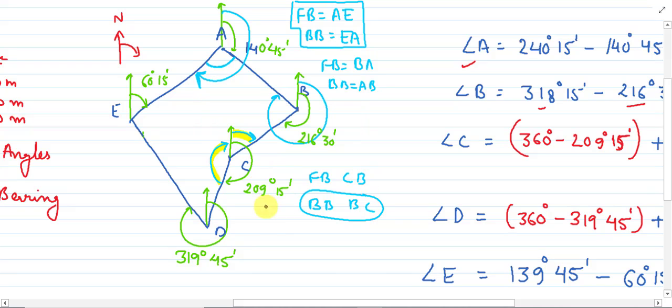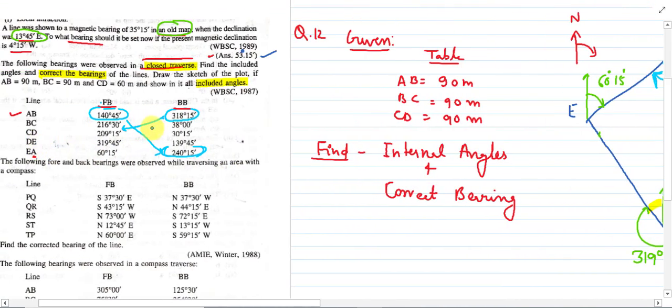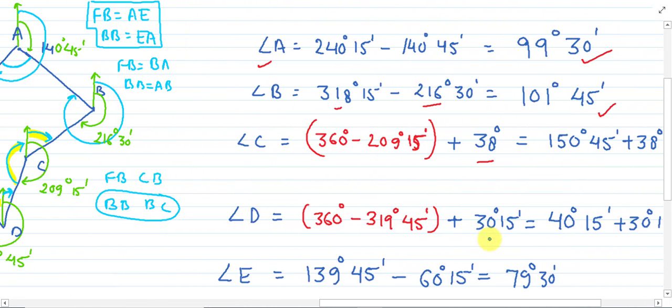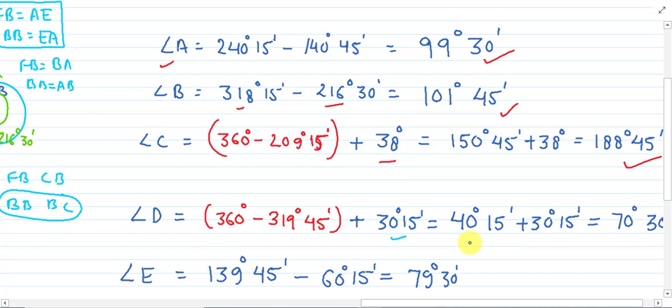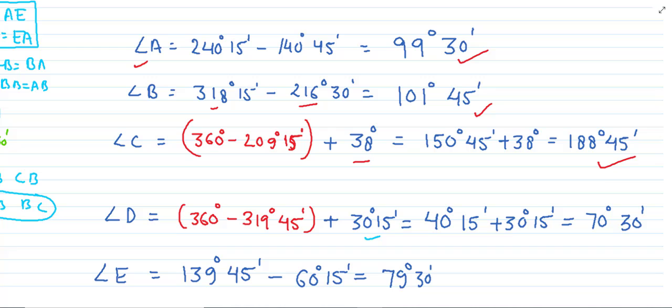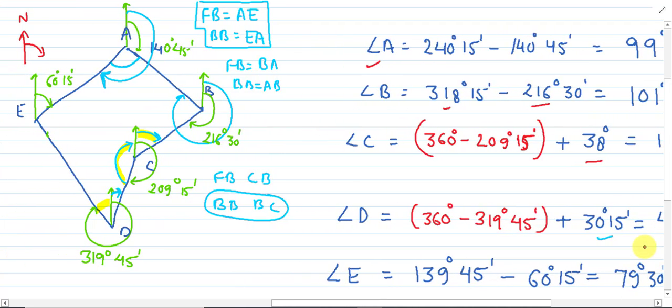Now we move to the D point. In this case, you can see that if you subtract 319 degree 45 minute from 360 degree, you will get this one angle. After that, we add this angle, which is shown by the light sky blue color. This small angle is the back bearing of CD line. According to the table, the back bearing of CD line is 30 degree 15 minute, so the 30 degree 15 minute is written here. So 360 degree minus the given forebearing of DE line, 319 degree 45 minute, gives 40 degree 15 minute. Adding 30 degree 15 minute, our final answer is 70 degree 30 minute.